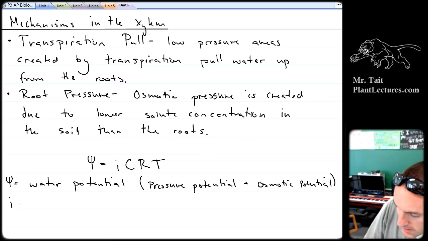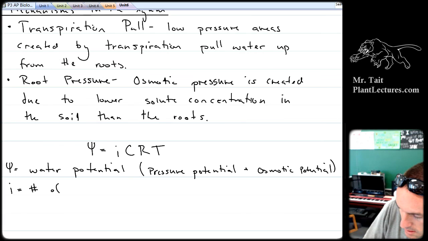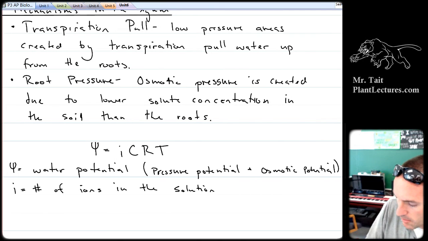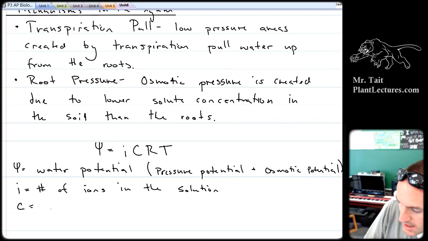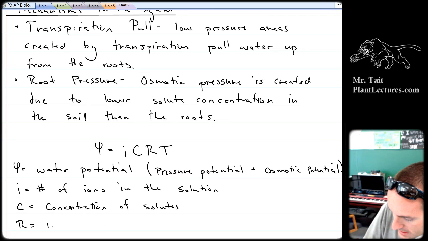So the way that you calculate this is by using i, which stands for the number of ions in the solution. So this is going to help you with osmotic potential, times C, which is the concentration of solutes, R is the ideal gas constant, and T is temperature.